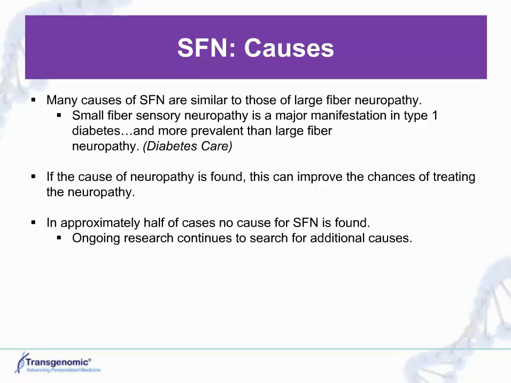Ongoing research continues to search for additional causes, and on an ongoing basis, we are discovering new answers for some of the patients whose neuropathy was previously considered idiopathic, which means that no cause was previously found. This can also reinforce the utility of having follow-ups periodically if your neuropathy is idiopathic, because with further developments in research, additional possible causes for neuropathy are continually being discovered.